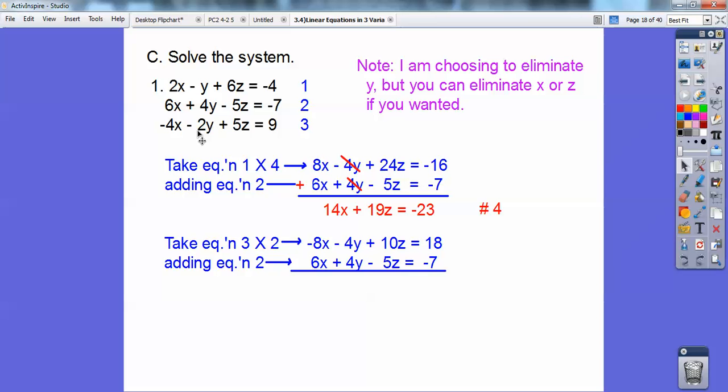This one right here, I multiply it times 2, because when I multiply it by 2, it's going to make it a negative 4y again. And I can just add that with equation 2 right there. So take equation 3 times 2, and I get that. And then there's equation 2 right there. Add those together, and when you do that, there's equation number 5.